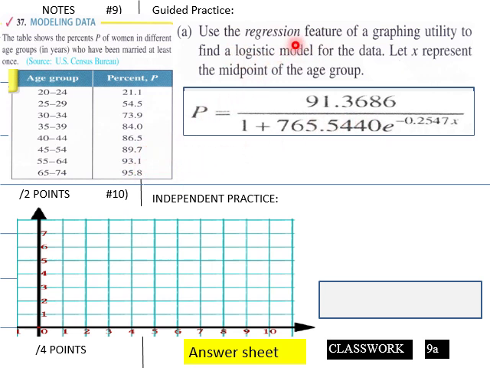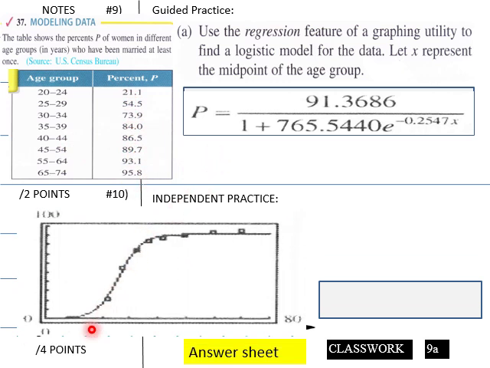Then use the regression feature. So you're using the mid-range here of your age group. 20 and 24 would be a 22, etc. And then this will be your output here. Then this is what your graph should look like from this model. This model would be the line, and then the plots here would be from the data, is what it should look like. And the conclusion would be the model fits the data pretty well.